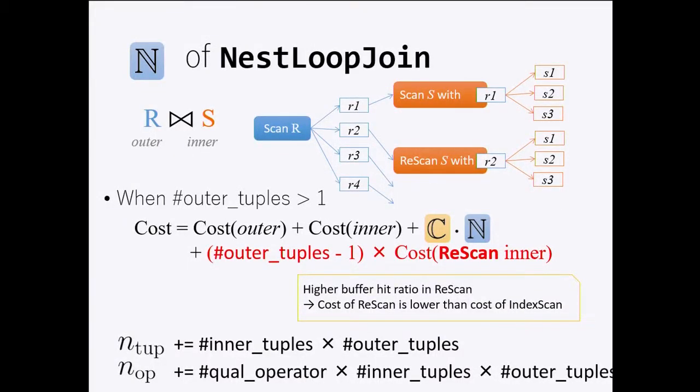If the number of outer tuples is greater than 1, inner rescan cost is calculated separately. As mentioned in the slide of index scan, Postgres implements the Mackert and Lohman function for estimating caching effect. And this function is also used for estimating caching effect of repeated inner scan. The number of output tuples and CPU operator cost of join conditions are easily calculated by multiplying the number of tuples from outer and inner.